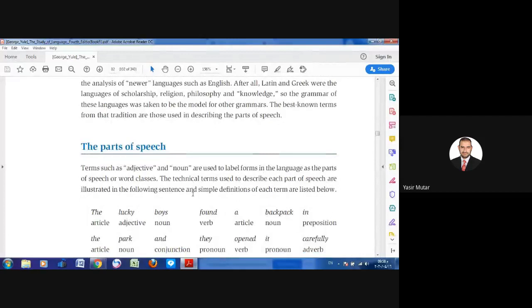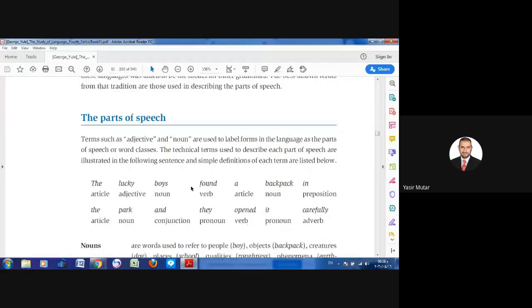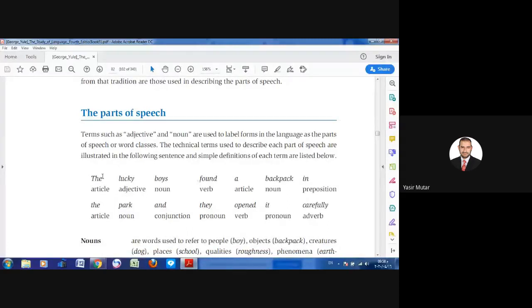We have got here this sentence. I'll speak slowly so that you can catch my voice. The lucky boys found a backpack in the park and they opened it carefully.